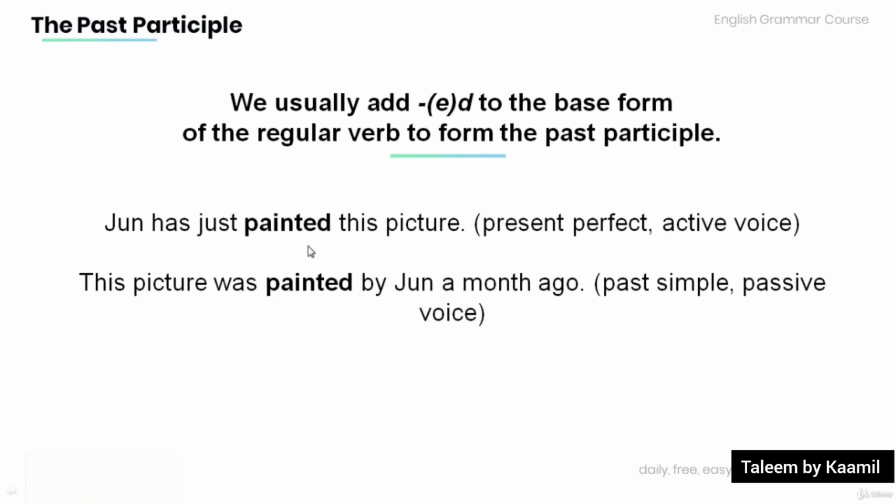John has just painted this picture. Note that the past participle painted in the sentence is used in the present perfect and in the active voice. And in this sentence, this picture was painted by John a month ago. Past participle is used in the past simple and in the passive voice.